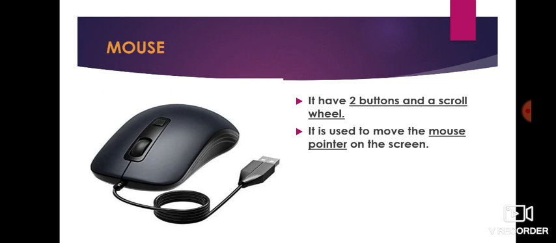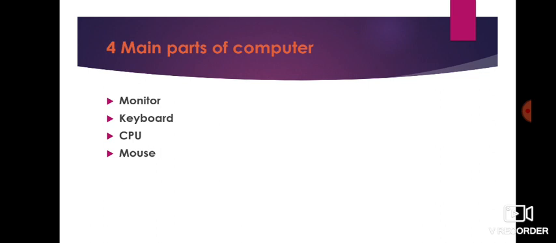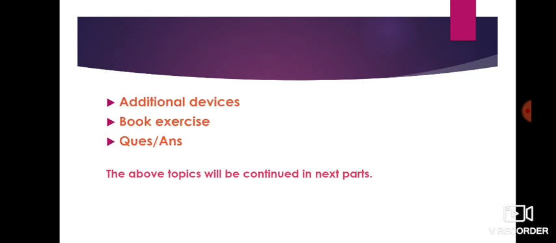It is used to move the mouse pointer on the screen. Now, what is a mouse pointer? Look at the picture of the arrow on your screen. You can see its picture in your book too. This small arrow on the screen is known as the mouse pointer. So children, we are done with four main parts of a computer, that are monitor, keyboard, CPU and mouse. We will do additional devices, book exercise, question answer in our next sections.